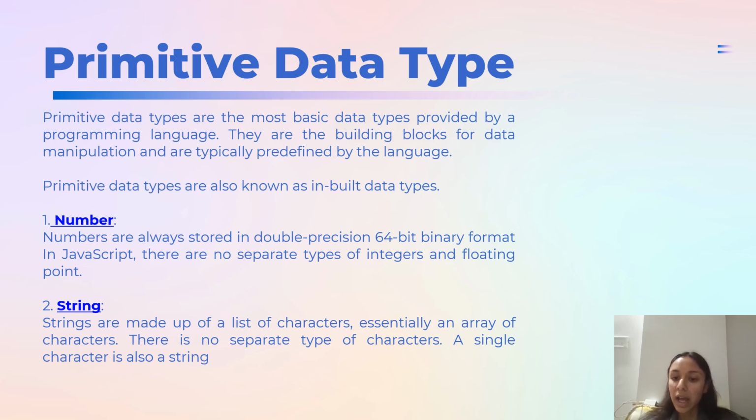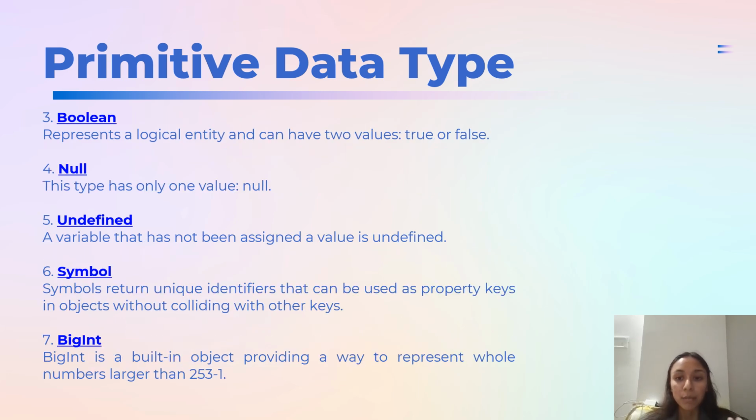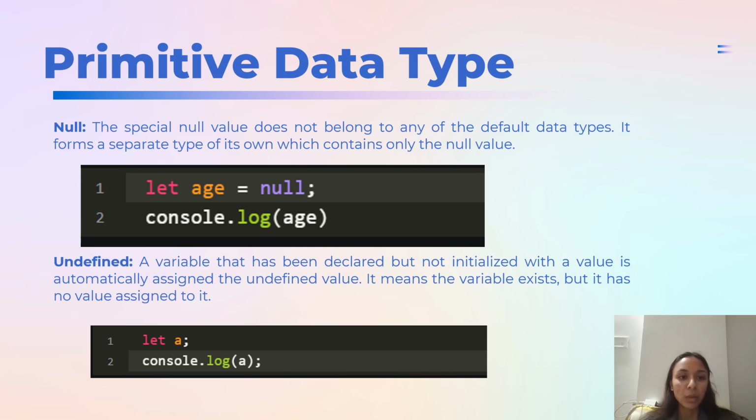Then comes string. Anything that is characters, alphabets, letters, words, these are all stored in string. By default, everything is string in JavaScript. Then we have Boolean values, true and false, the null type, which has only one value, null. Then undefined values, it also takes symbols, unique identifiers, then it has a built-in object of BigInt. Now we have, as I said, primitive data types null and undefined.